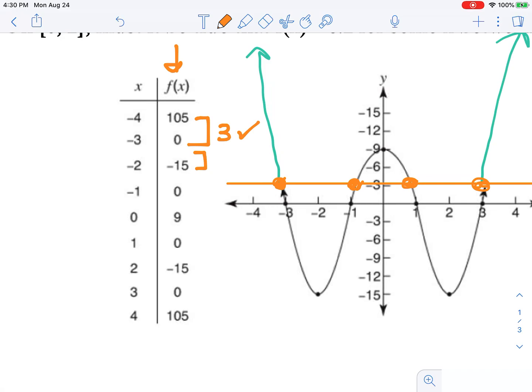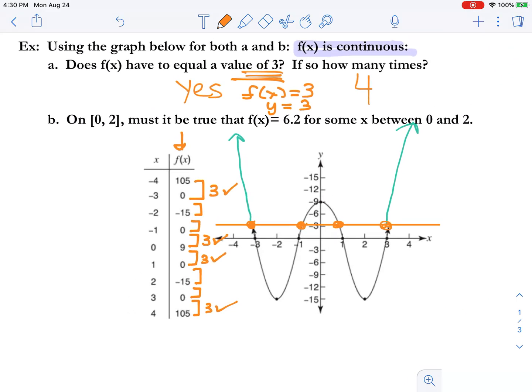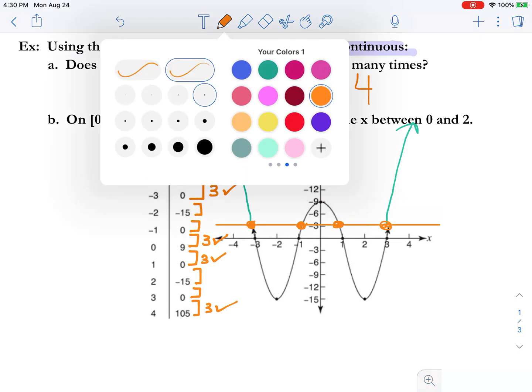Now, does 3 happen in between 0 and -15? Nope. Does 3 happen between -15 and 0? Nope. Does 3 happen between 0 and 9? Absolutely. That's the second spot. Does 3 happen between 9 and 0? Yep, that's spot 3. Does 3 happen between 0 and -15? Nope. Between -15 and 0? Nope. Between 0 and 105? Yep. There's our fourth spot. So you could tell by a graph or by a table of values.